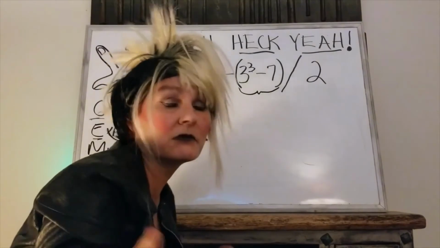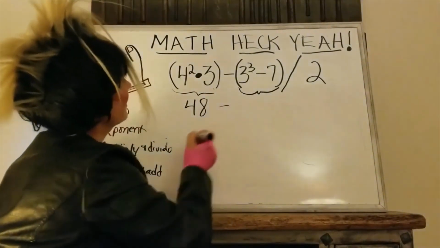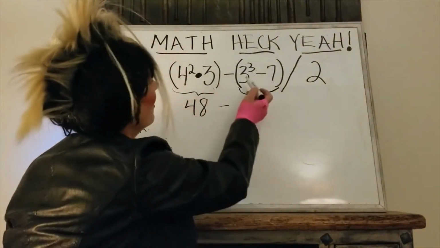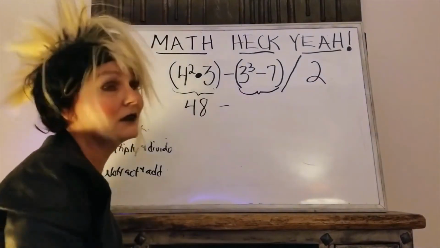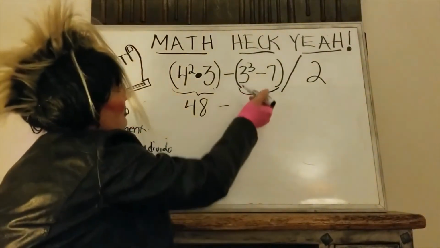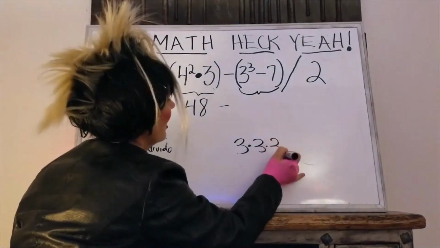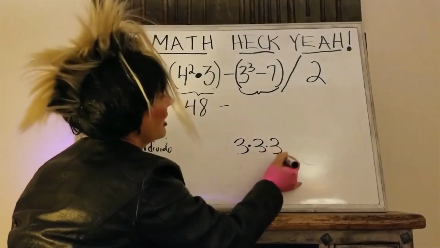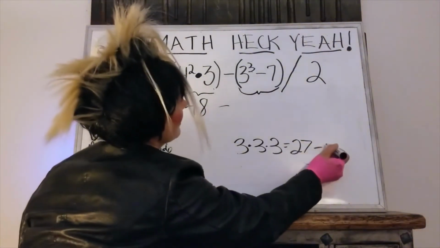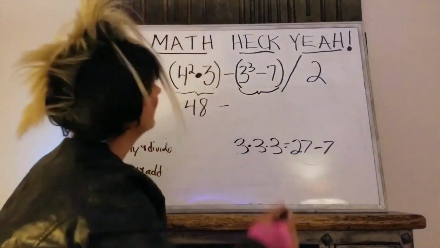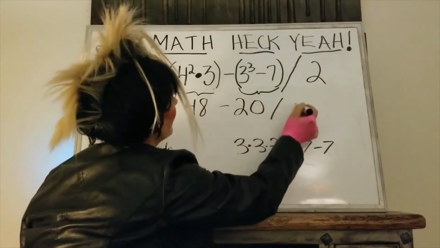Hey, if I went too fast, just rewind it. That's all you gotta do. I'm nice. And then you're gonna subtract, and now we have to do this group. We can't just do 3 minus 7, can we? Because there's an exponent there, and you gotta do that first. So 3 times 3 times 3 on that exponent. So we got 3 times 3 is 9, 9 times 3 is 27. Okay, so 27 minus 7 is really easy. It's 20. And then we still have divided by 2.